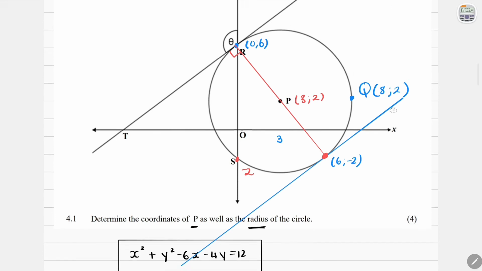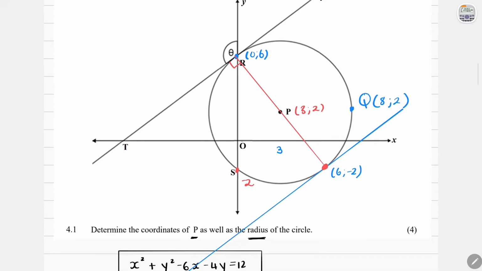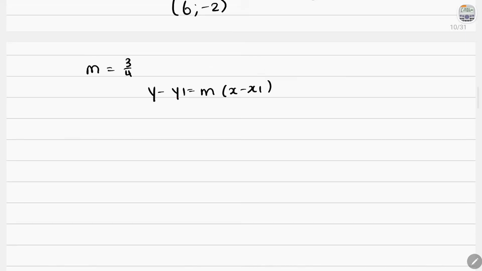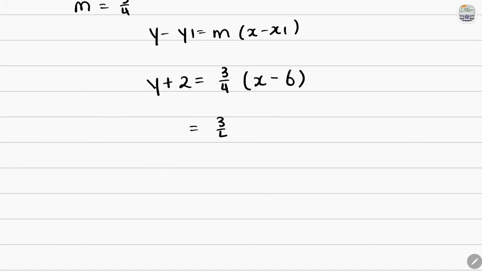Okay, so now the goal is to find the equation of this. We already have the gradient of the tangent, so we don't even need to use this gradient. The gradient of the tangent is already 3 over 4, and we have to find out what the equation of this line is so we can find that y-intercept. So the gradient is 3 over 4, and we're saying y minus y1 equals m times (x minus x1). And the x1 and y1, this is the point on that tangent. So this is y minus negative 2, which becomes y + 2, is equal to 3 over 4 times (x minus 6).